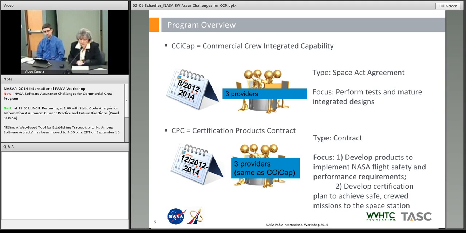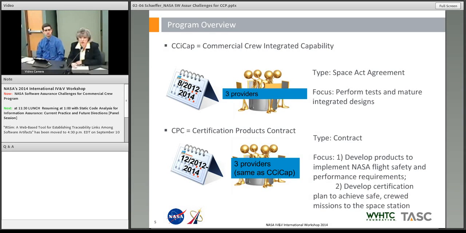You'll notice that CCiCap was run under a Space Act agreement, so we were allowed to give more guidance and advice and sharing of information. CPC was much more of a contract vehicle, where we were giving a little advice, but much more of sort of, someone once called it, grading the final product. We got what was delivered to us, we provided results back to them, but much less advice on how to make that product better.